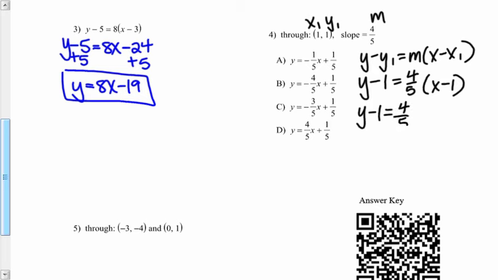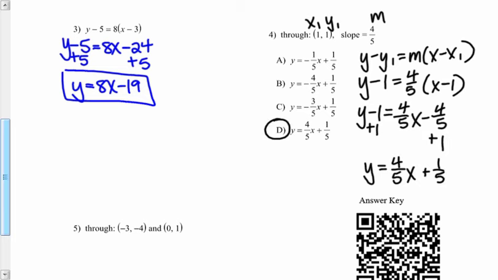And then just like on number 3, since our answer choices are in slope-intercept form, we're going to take this point slope form and keep going to slope-intercept form so we can see which one matches. So I'm distributing the 4/5, and then we're going to add the 1. And so if we add the 1 over, we could actually use process of elimination at this point. There's only one answer that has 4/5 as the slope. So it would have had to be D, but we can check that the y-intercept is the same as well.